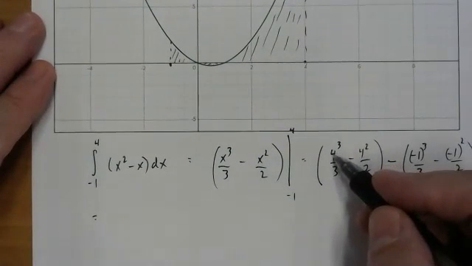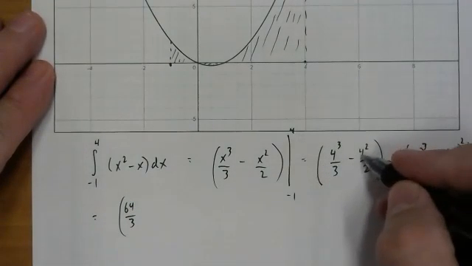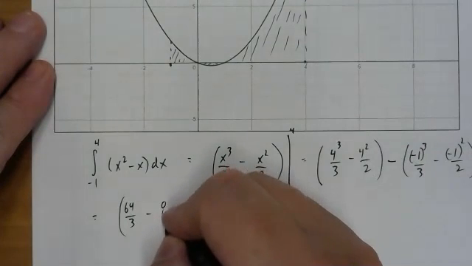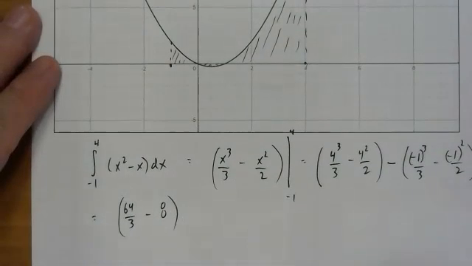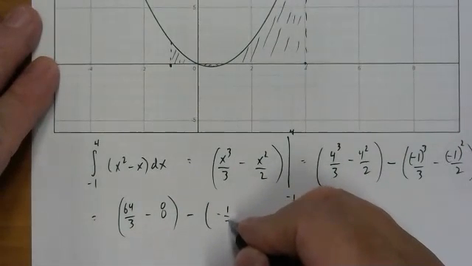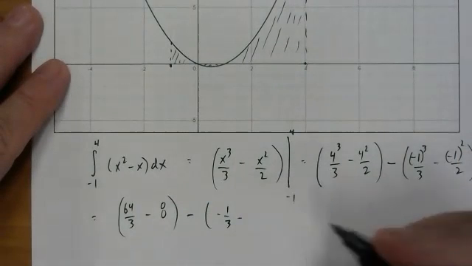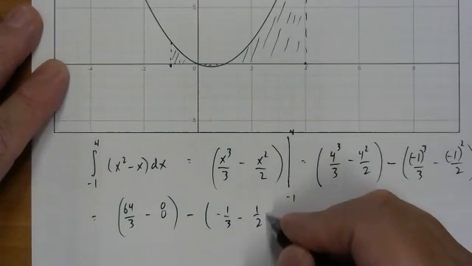4 cubed, 4 times 4 is 16, that's 64. So I already have 64 over 3. 4 squared over 2, that's 16 over 2, hopefully I don't mess up. So 64 over 3 minus 8. Minus -1 cubed is -1, so this is -1/3. Minus -1 squared is 1, so this is -1/2.